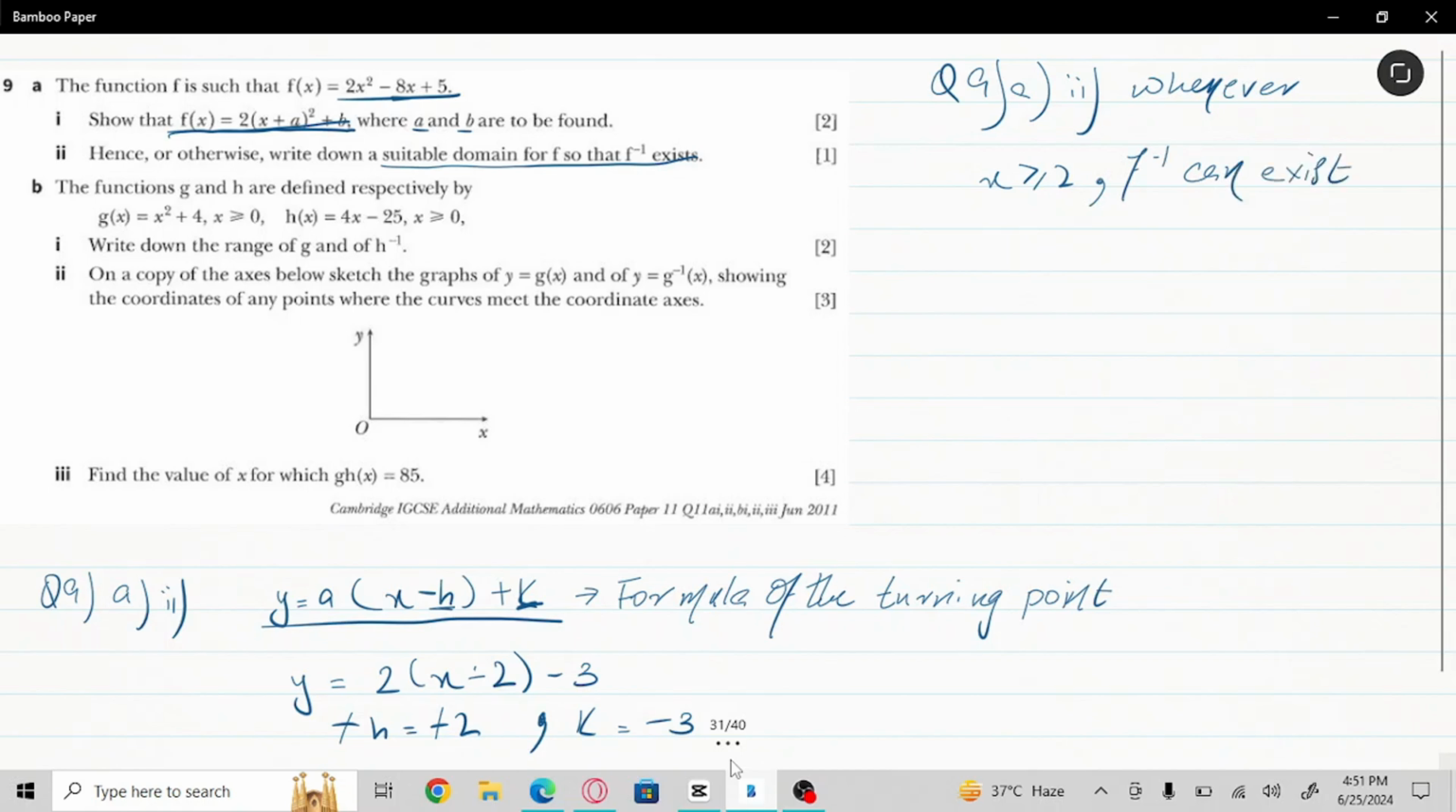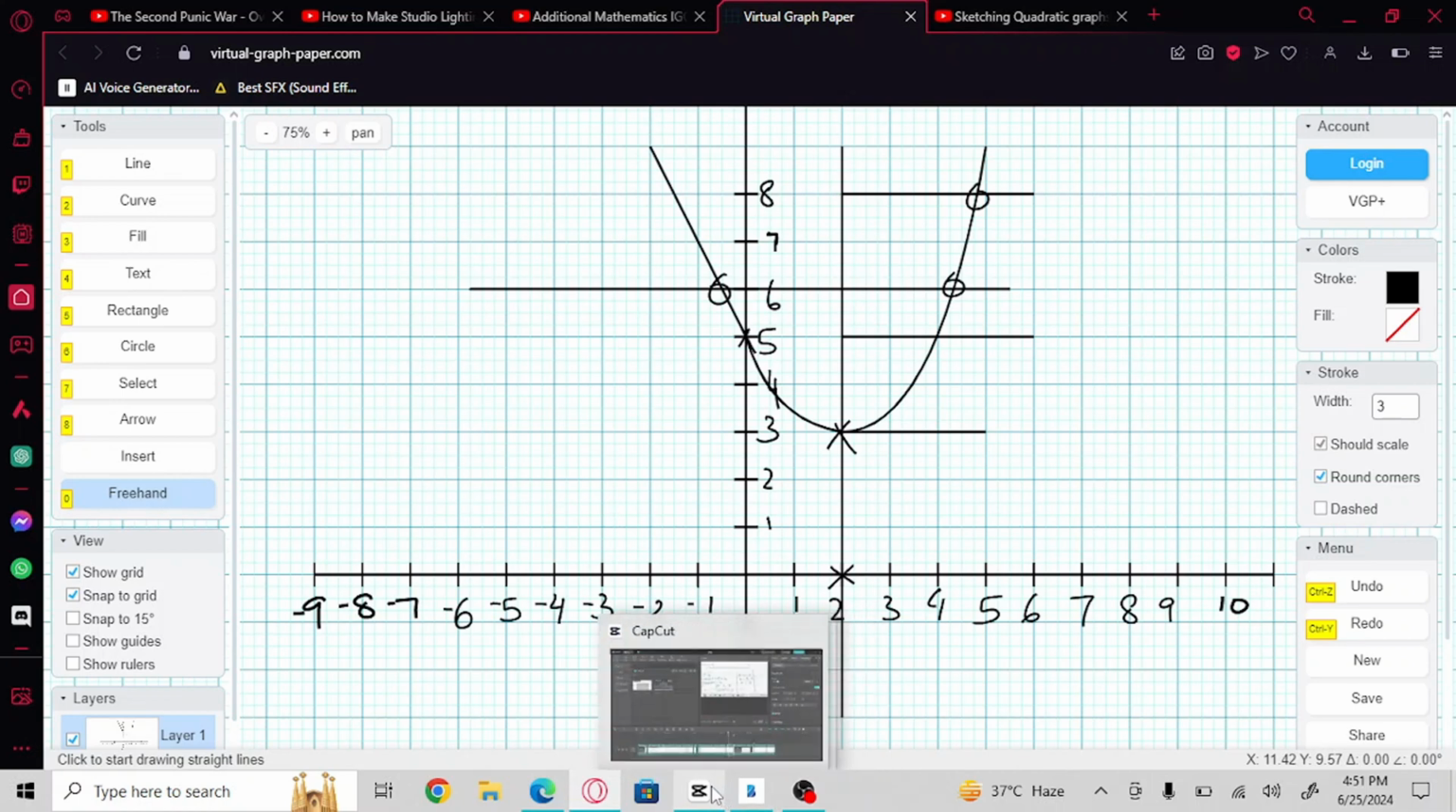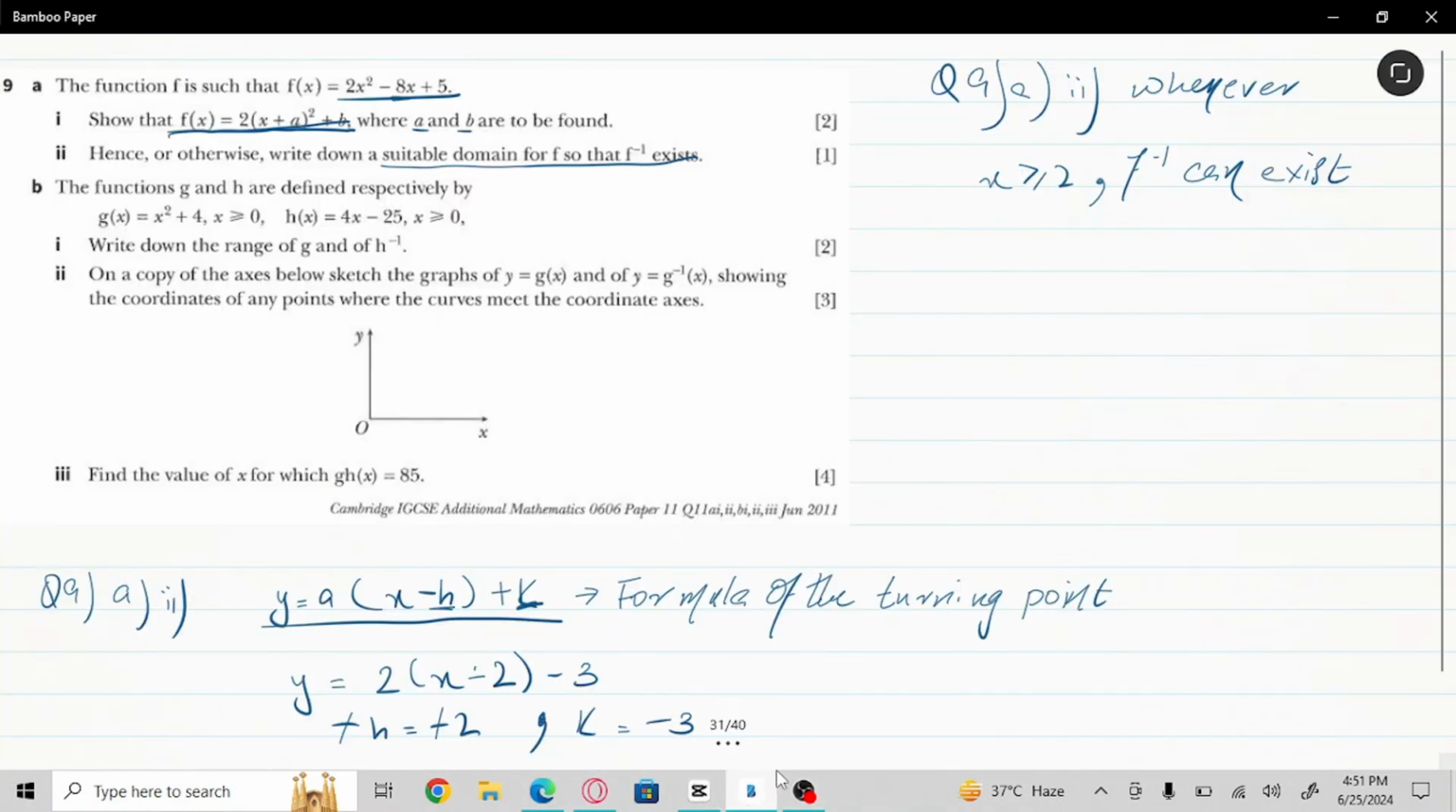And that's the answer. And that's it. By the way, it's not important that you need to draw the graph and everything. You can directly, I'm just opening the CapCut file. So the thing is, if you just identify this is the graph of a curve, and if you can find out the x value of the turning point, you can easily just say that if x is greater than or equal to that point, the inverse of that function can exist. And that's it. Proceeding to part B.